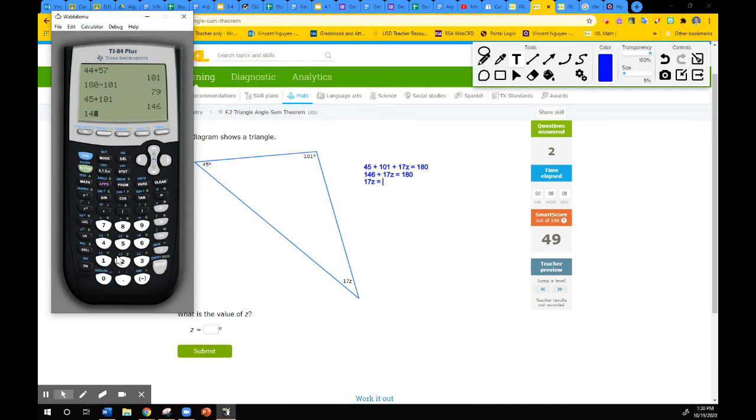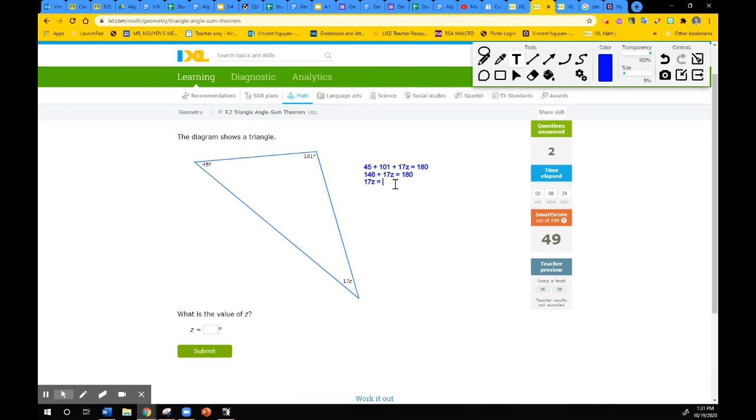So I'm going to go to my calculator. I do 180 minus 146. Oh, I didn't type 180. Oh, that's a huge number. 180 minus 146. That stopped me really fast. 34. So 34. And then the next step, of course, we're going to divide by 17. And 34 divided by 17 gives you 2. So the value of Z is actually 2, which is what they're asking for.